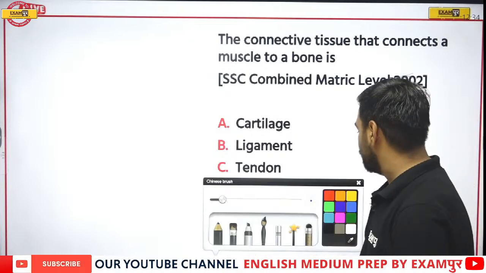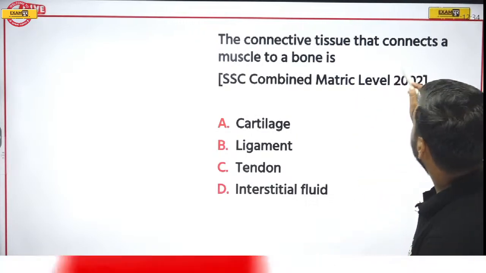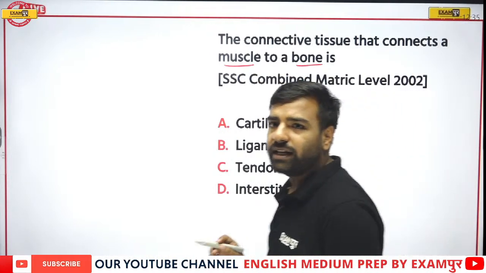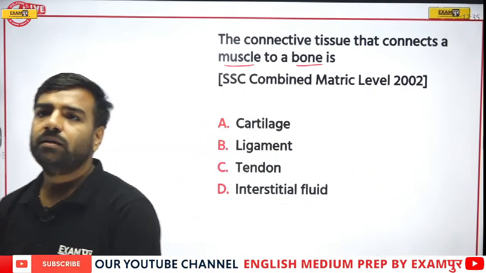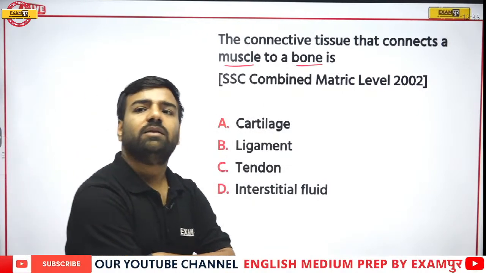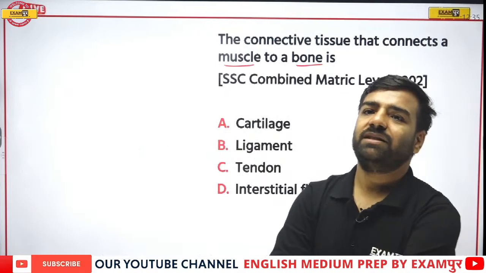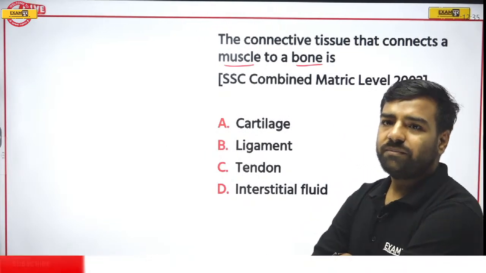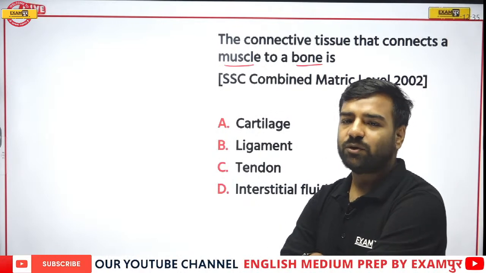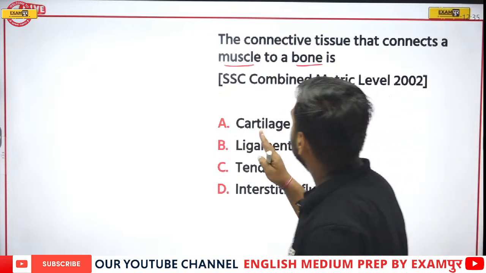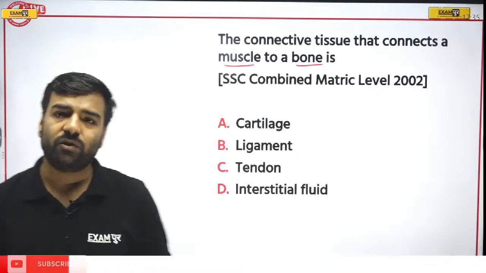The connective tissue connecting muscle to bone is what? Now, before getting the answer, okay, there was a typing mistake, I guess. No issues. Got your point. So yes, stapes is the smallest bone. Absolutely correct, Ravindra. So now let's have a discussion on this. When we're talking about the connectivity between the bone and muscle, it is what?